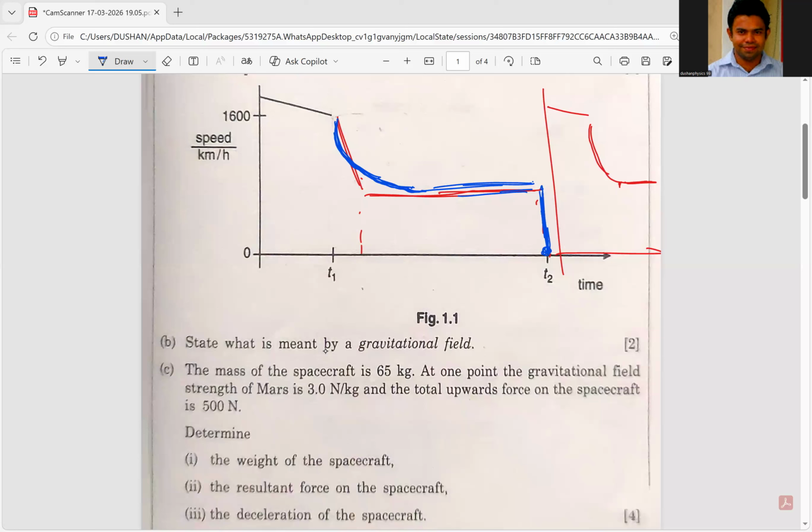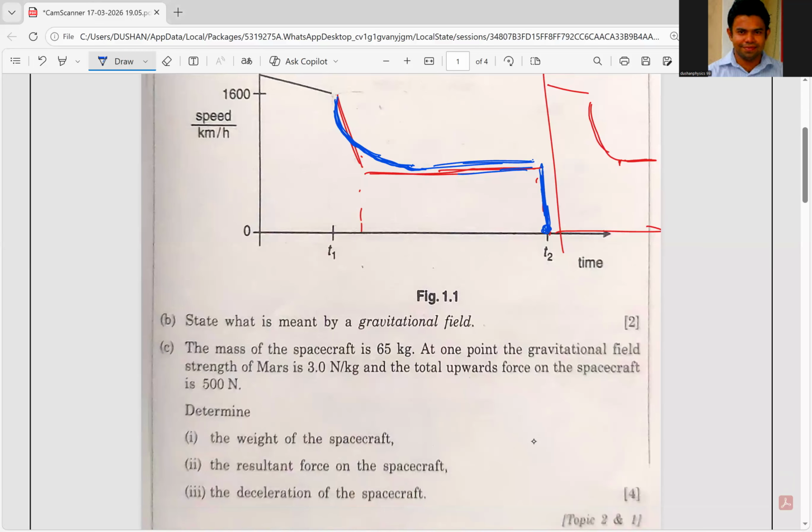Okay, anyway, tell me, write down the gravitational field. A gravitational field is a region where a mass would experience a gravitational force. A region where a mass would experience gravitational force.